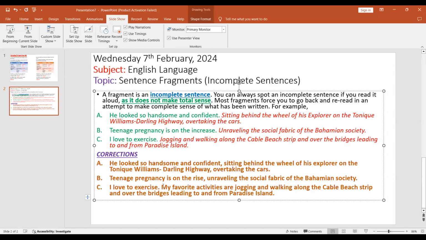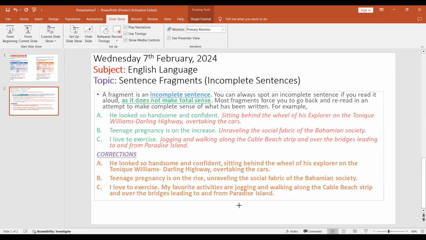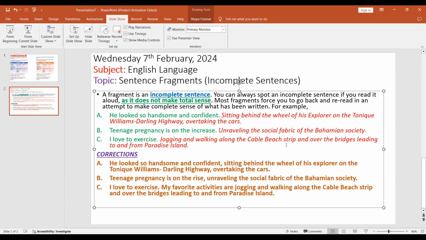All right. Excuse me, Mr. Petit. On part B, you say teenage pregnancy is on the rise instead of teenage pregnancy is on the increase. Okay, thank you. Good.